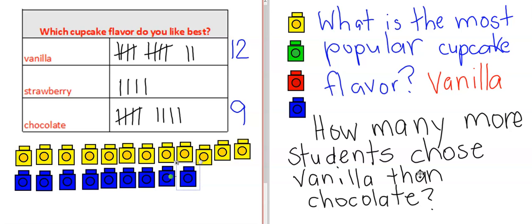And so do I need to add those together? Well, let's look back and remember what it's asking, okay? How many more students chose vanilla than chocolate? That wouldn't make sense to add them together. It doesn't want to know how many I have in all. I need to know how many more students chose vanilla than chocolate?